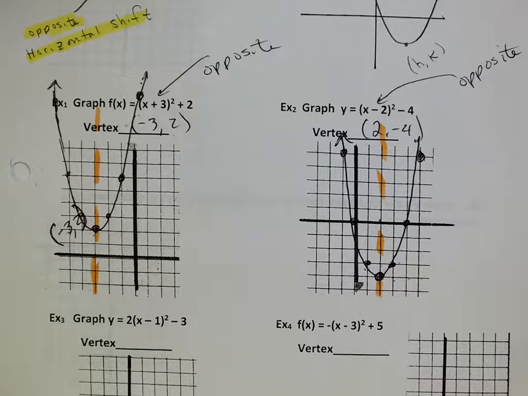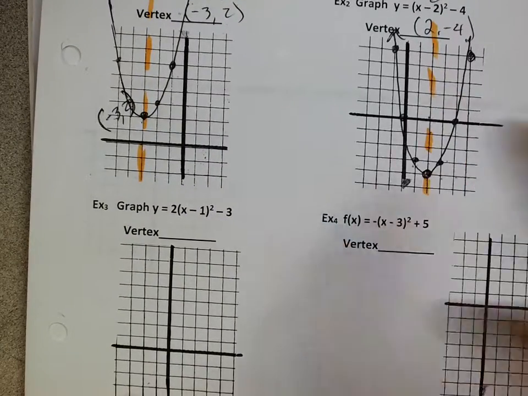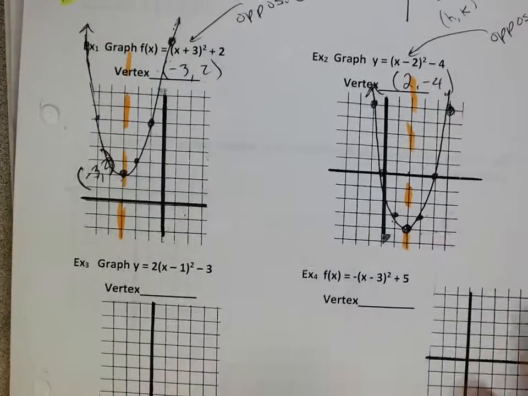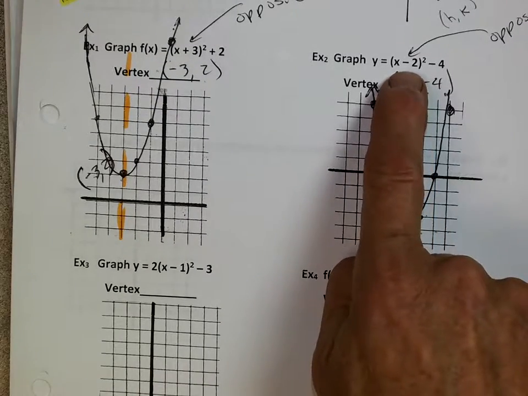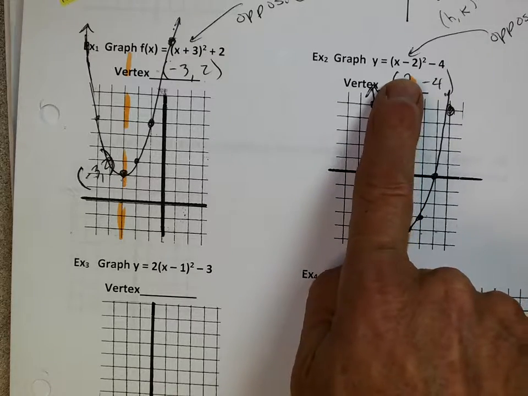Alright, guys, ready? Since we got interrupted, let's finish this up. So, let's go back to example 3. Everybody okay on example 2? I took the opposite. I went 2, negative 4, okay? Only the opposite of the inside. Just the opposite of the inside, okay?